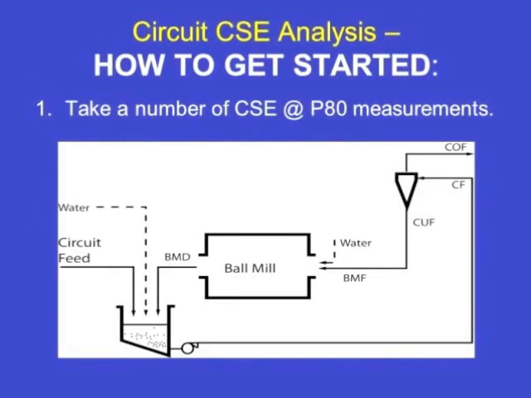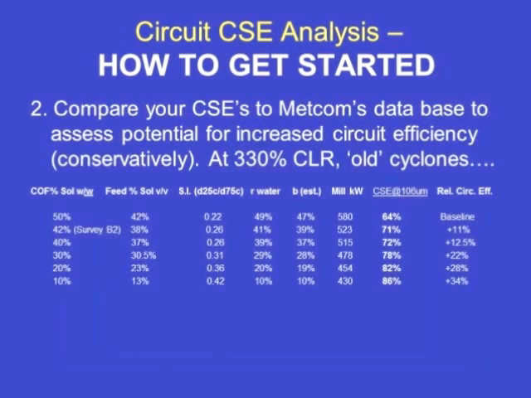Well, if you go out to your plant and do a quick survey where you take a sample of the overflow, a sample of the ball mill feed, and the ball mill discharge, you will be able to calculate your classification system efficiency at the P80. If this is 106 micron, and on average this is 70% coarser, your classification system efficiency is 70%. So take a set of those readings and then compare it to the database. Our database is in the paper.